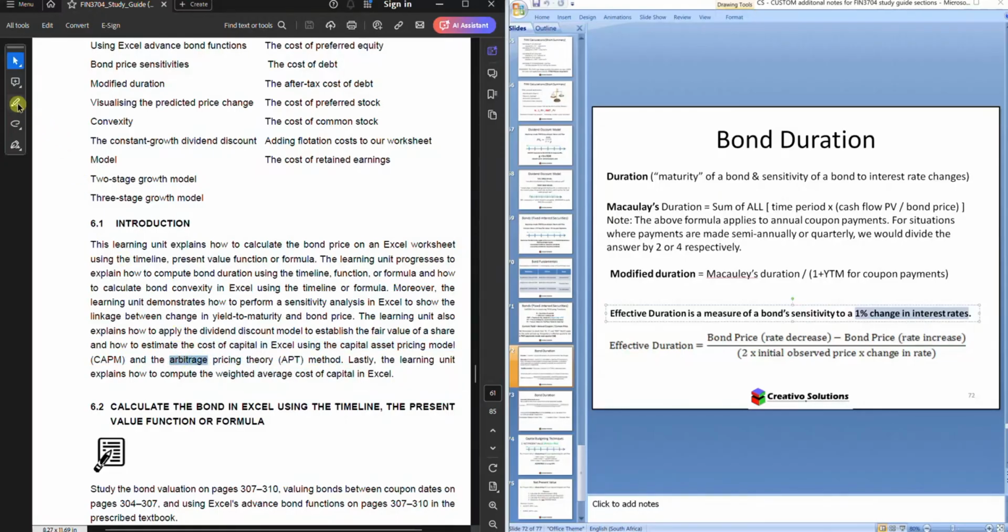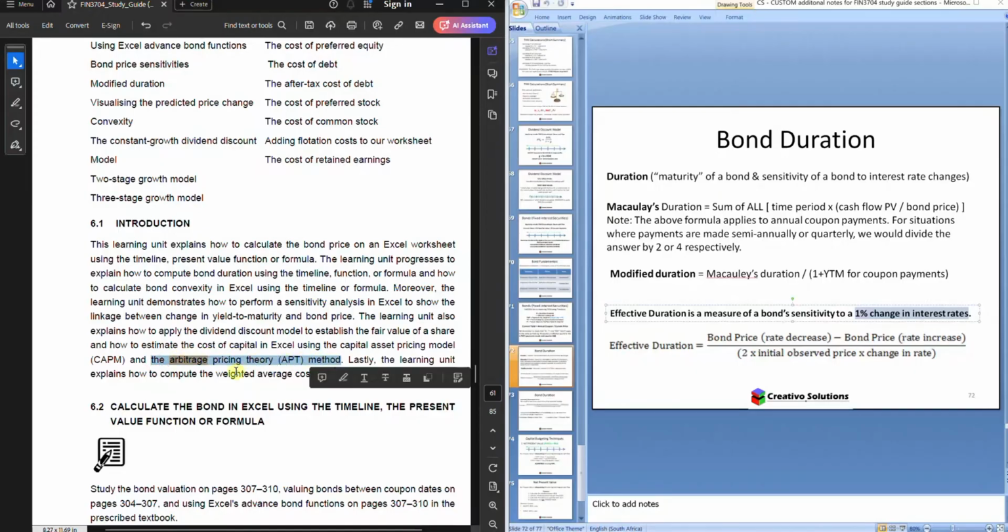So the word arbitrage refers to a mispricing. Arbitrage would be being able to find a bond that is mispriced by a certain amount, and buying the bond maybe in one market and selling the bond in another market. But that is possible.